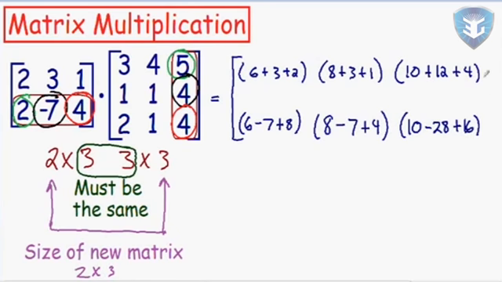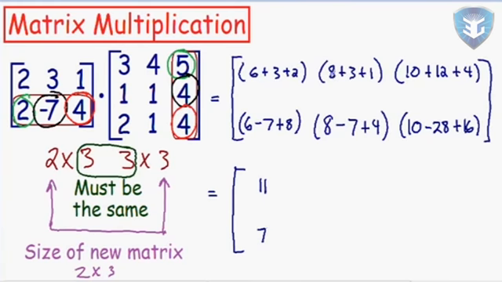So as you can see, these problems can get pretty long and tedious, but now we have multiplied every row from the first matrix with every column from the second matrix. So now the only thing we have left to do is just simplify this matrix and add all these numbers together. In the top left corner, we have 6 plus 3 plus 2, which is 11. In the bottom left corner, we have 6 minus 7, which is negative 1. Negative 1 plus 8 is positive 7.